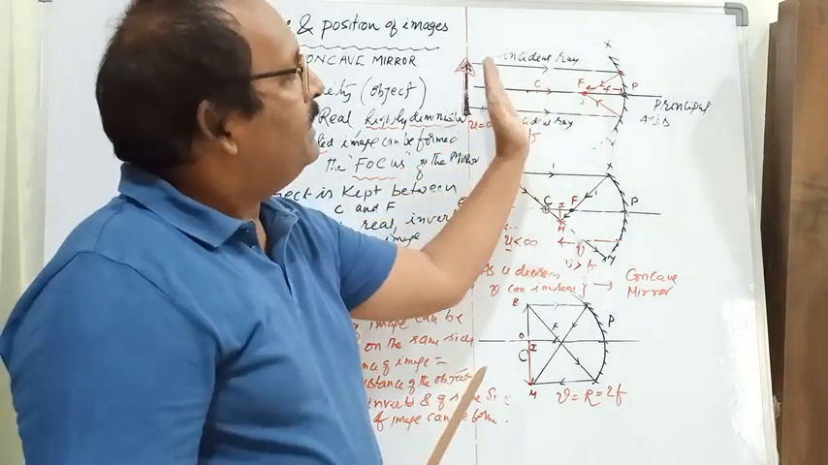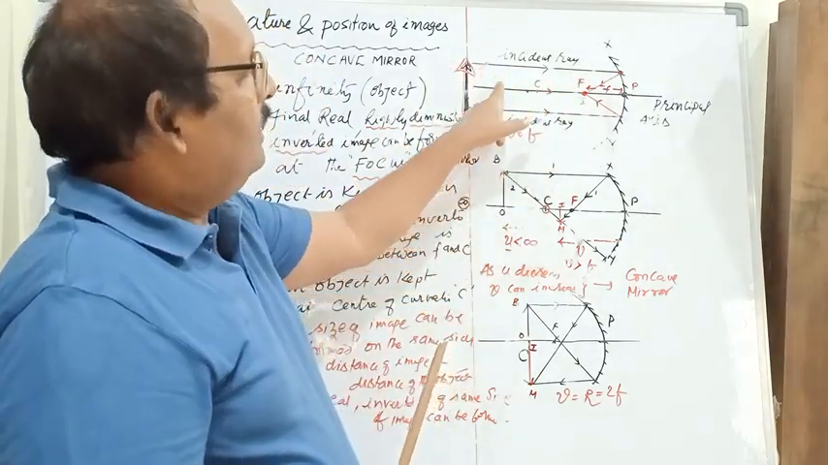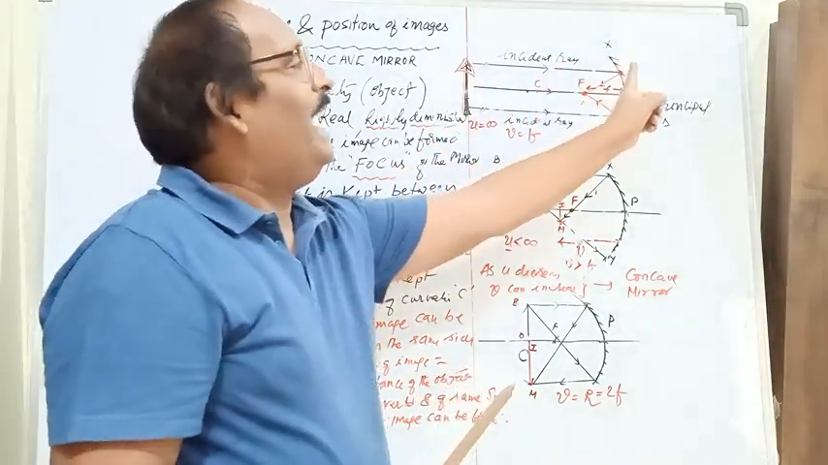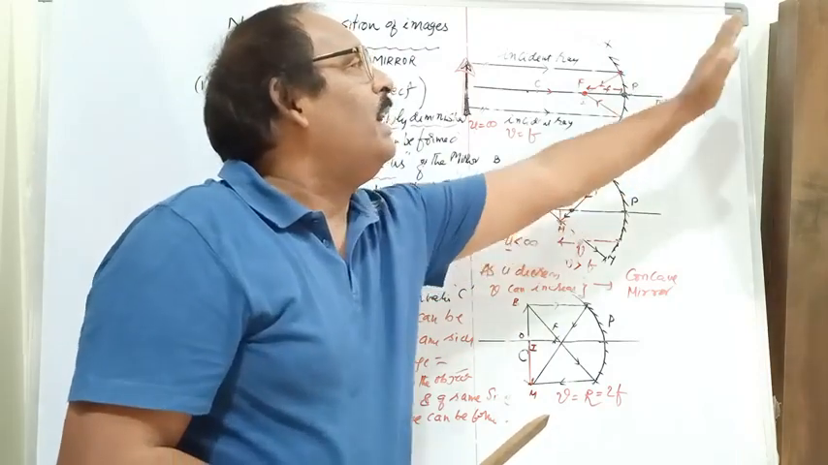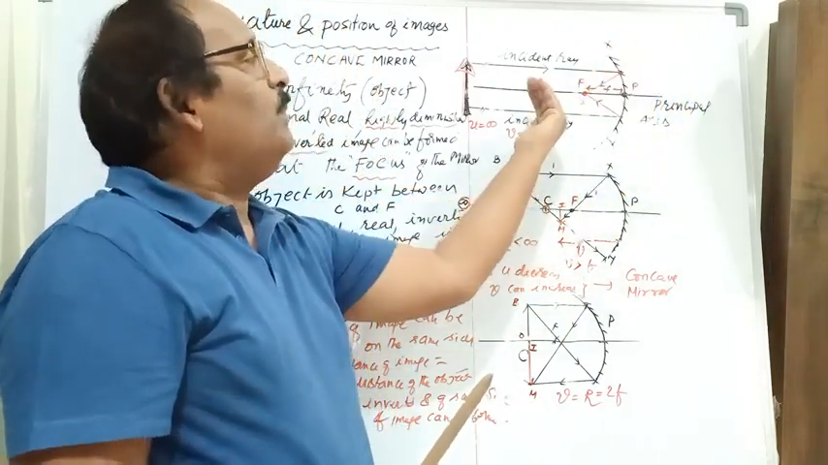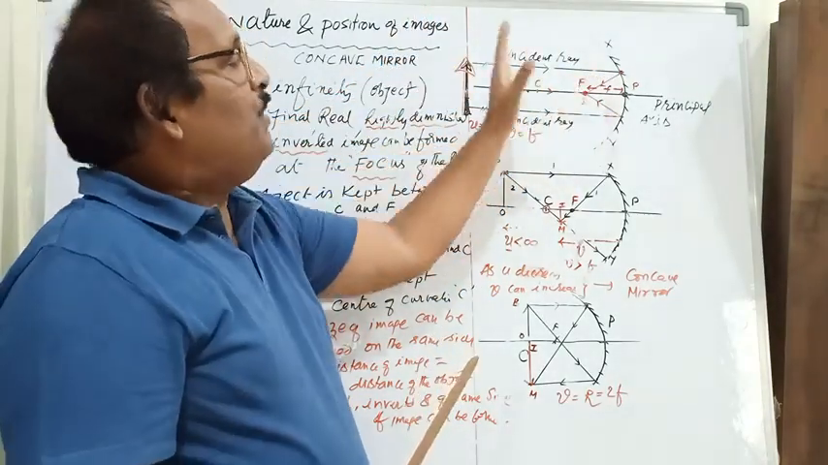So this side is the unpolished surface. Always we keep the object in front of the unpolished surface, before the mirror. We call this behind the mirror. Behind the mirror it is polished. Before the mirror it is unpolished. So an object can be placed before the mirror.